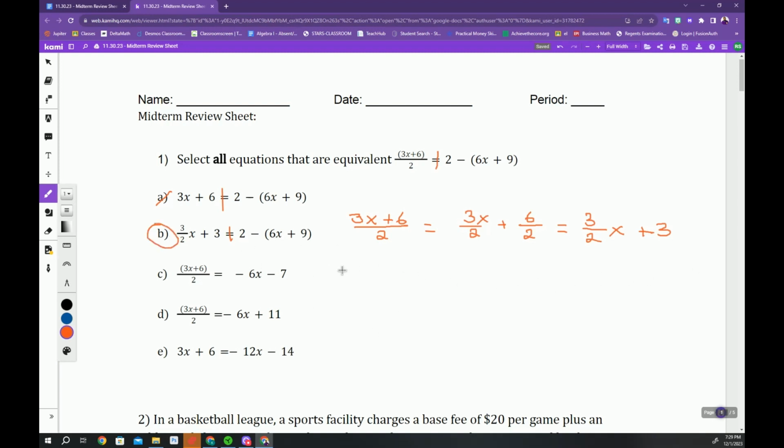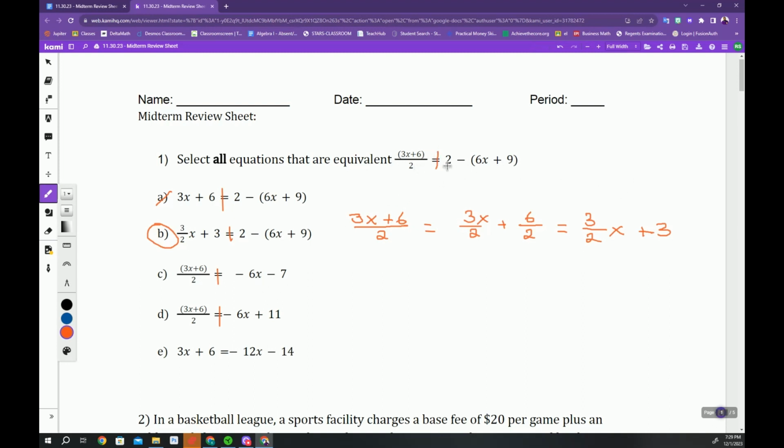Let's look at option C. (3x + 6) divided by 2 on the left, and then negative 6x minus 7 on the right. Actually, I'm going to look at C and D together because they're very similar. If I look at the left side of both equations, they're the same as what we started with. So the right side, something happened to it. Let's take a look at what happened.